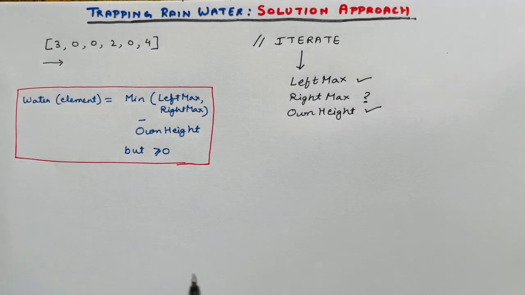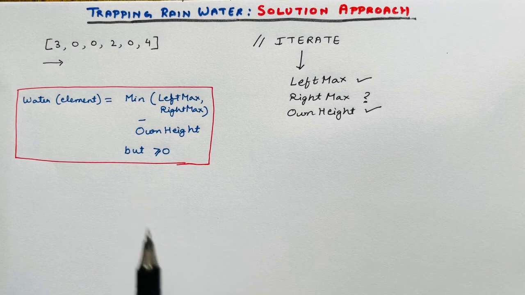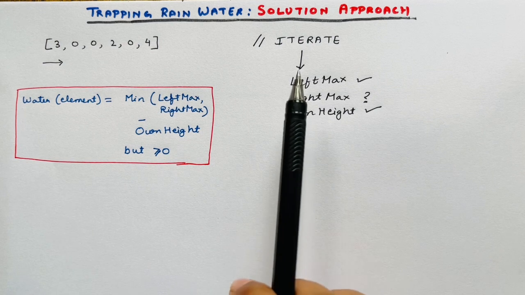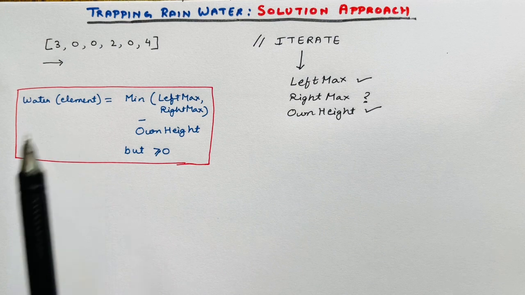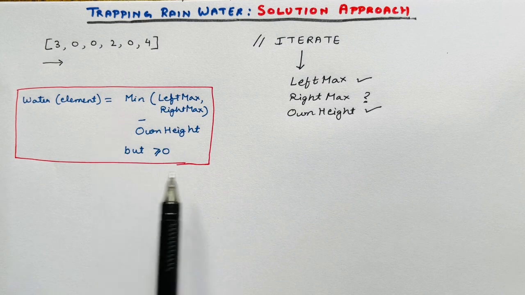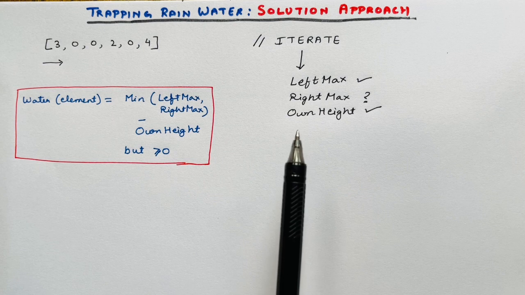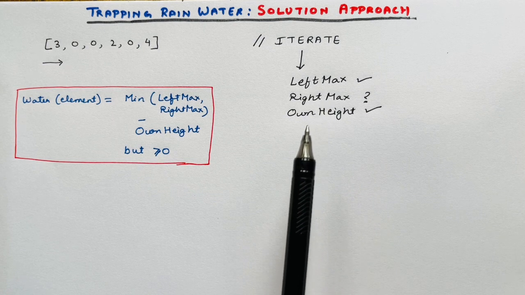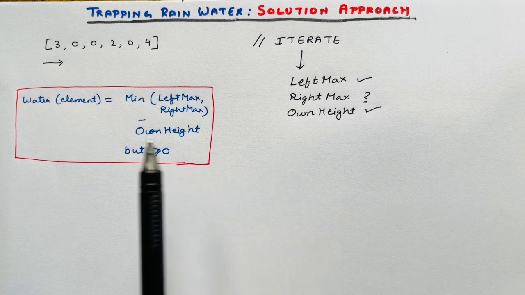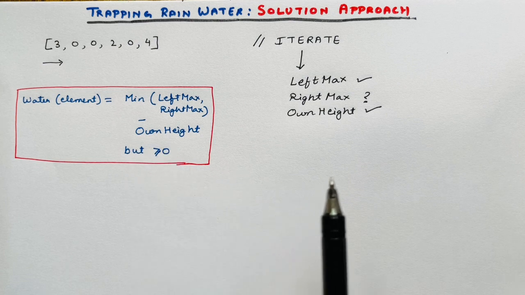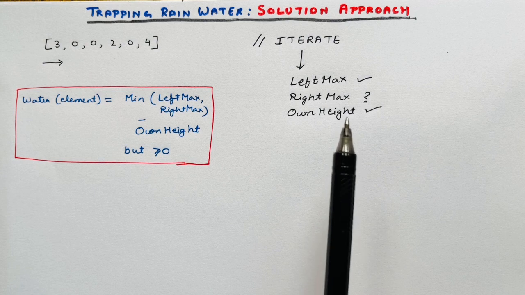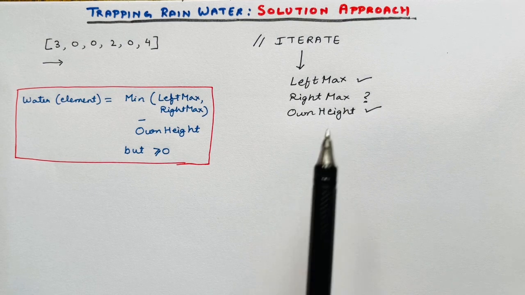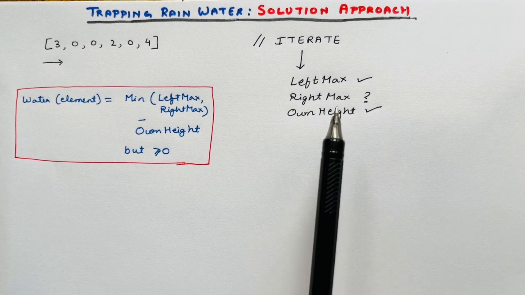Let us now try to apply our learnings to the main problem. So how will we approach the solution of this problem? We can iterate, and in every iteration we will be calculating the water stored by the element using this formula. So for this we need a left max, a right max, and its own height. As we can see from our previous learning, we can calculate left max using variables like previous and current.